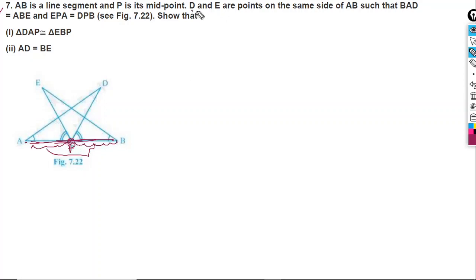D and E are points on the same side of AB. You can look at this. D and E are two points on the same side. Yes, they are on the same side, such that angle BAD equal to angle ABE. BAD, where is BAD? BAD equal to ABE.